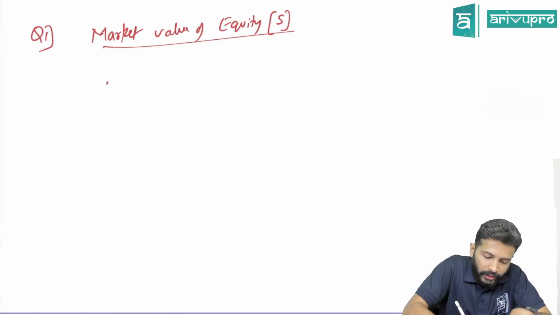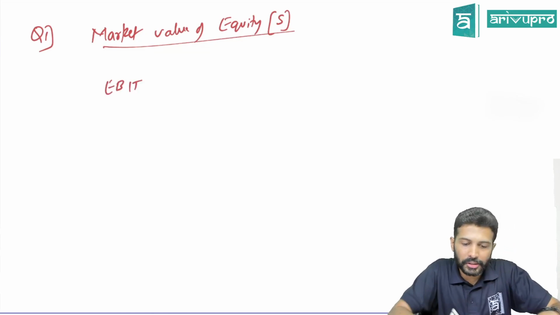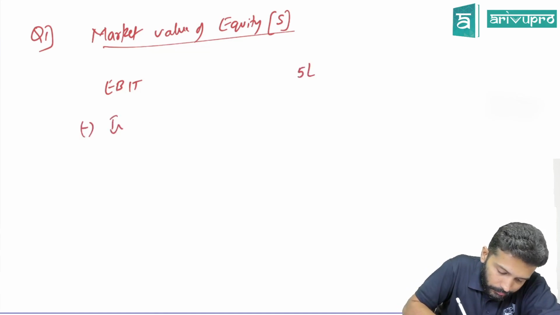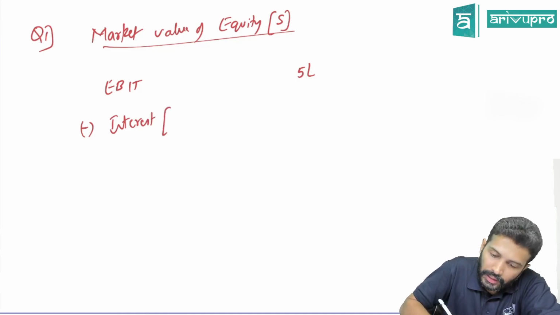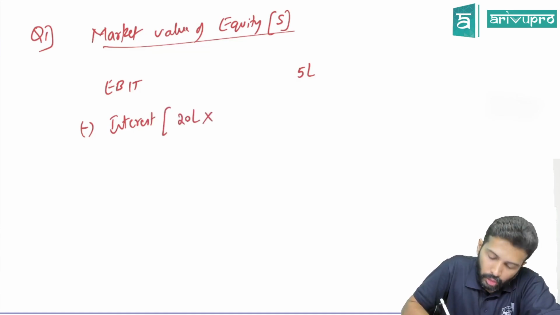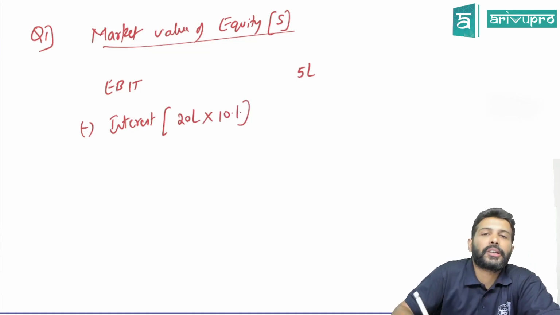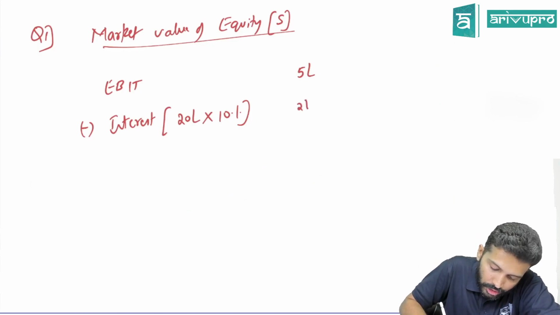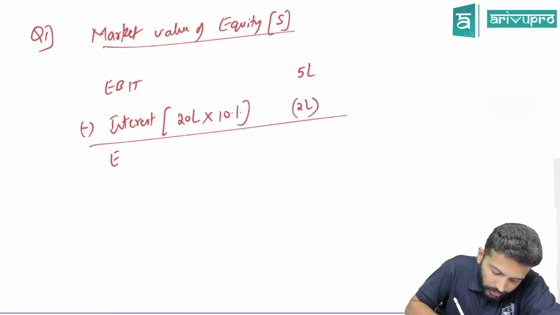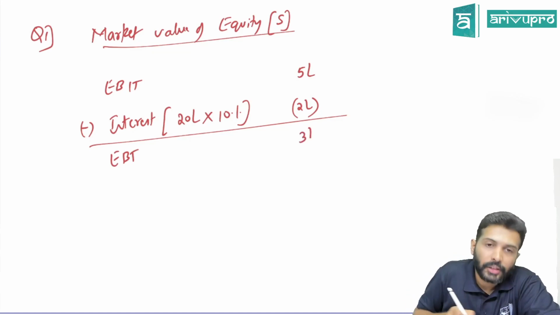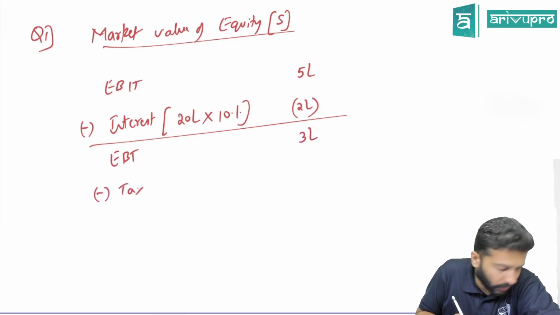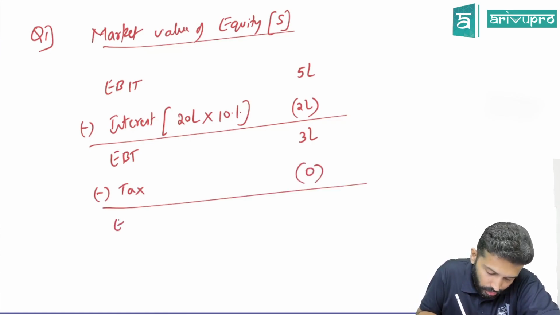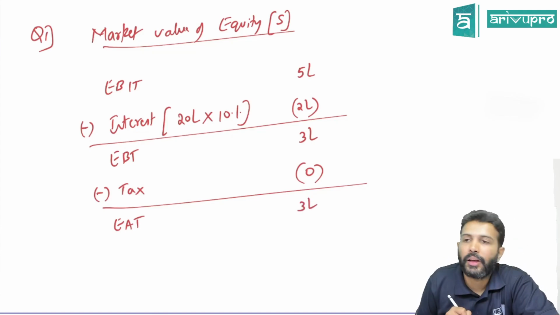So first I'll calculate. EBIT is given. How much is the EBIT given? 5 lakh. From this you will deduct the interest. What is the value of debentures given in the problem? 20 lakh. And the interest rate on debentures is 10%. Both are given here. So the interest element will be how much? 2 lakh. So earnings before tax is 3 lakh. From this you have to deduct tax. Tax rate is not given, so I'm taking it as 0.